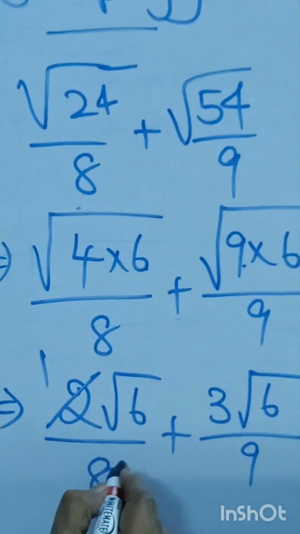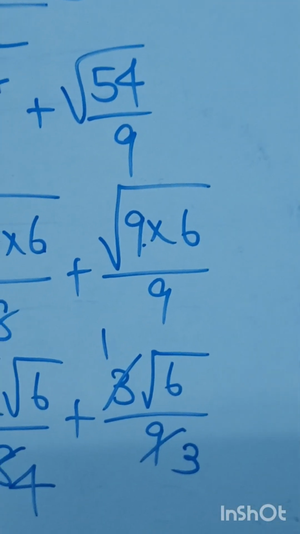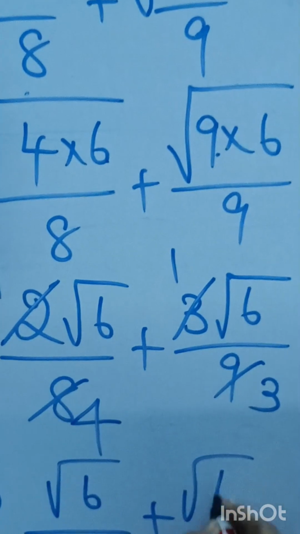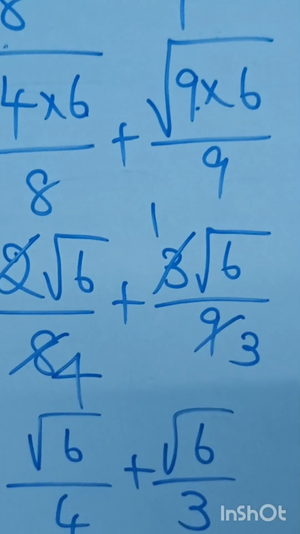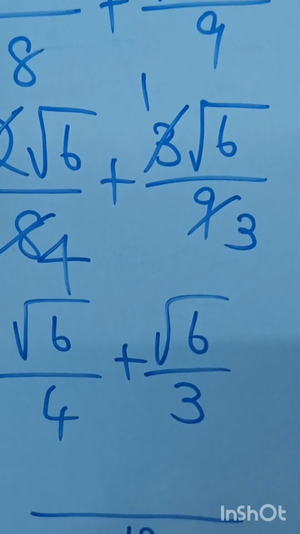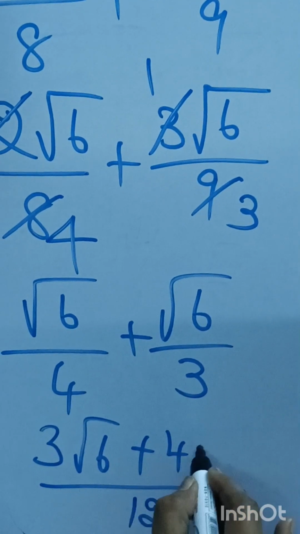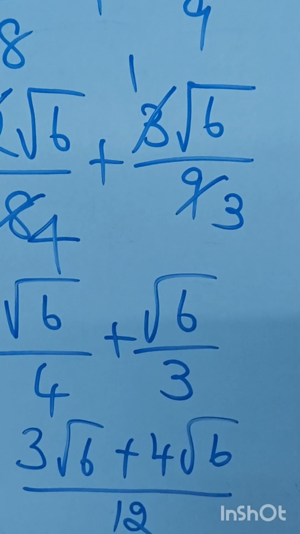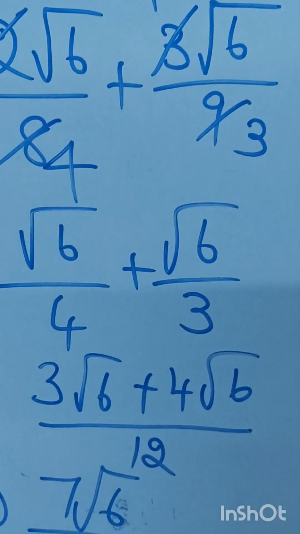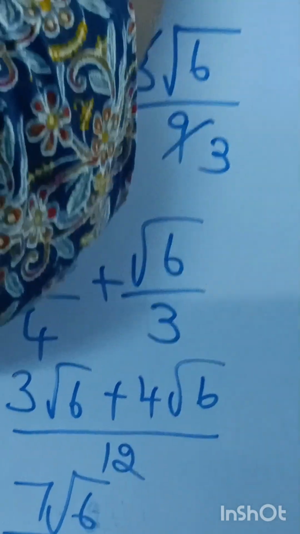Now 2 one time gets cancelled. Similarly 3 one time gets cancelled. So we have root 6 by 4 plus root 6 by 3. Now you have to take the LCM. The LCM of 4 and 3 is 12, and after evaluating, you get the answer 7 root 6 by 12. So this type of question you may expect for 5 marks.